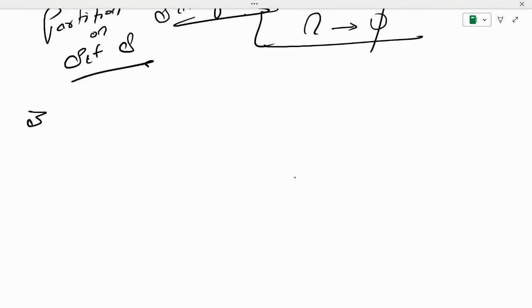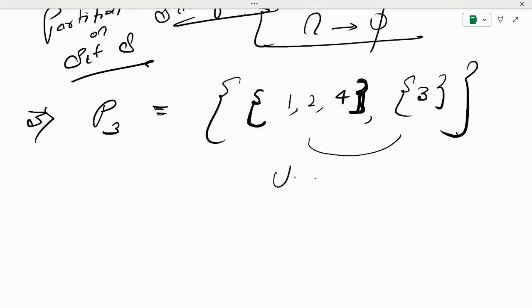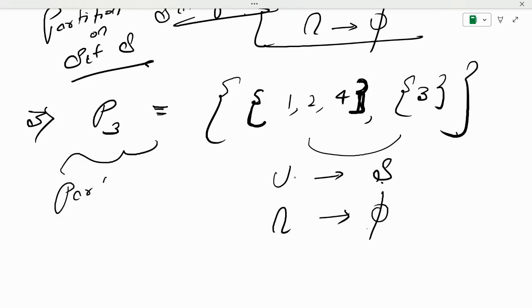Now let's see another partition P3, and the elements of P3 are {1, 2, 4}, and then we have another subset consisting of the element {3}. So these are the two subsets. Now, if you take the union of these two subsets, you get the original set. If you take the intersection of these two, you get phi. So P3 is also a partition on set S.